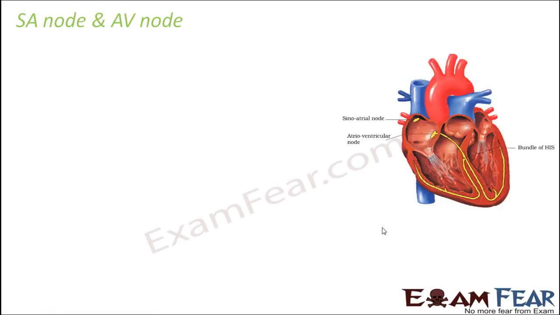In order to know that, we will first have to discuss the SA node, that is the sinoatrial node, and the AV node, or the atrioventricular node, in detail. Hereafter I will be using the short forms, that is SA node and AV node. So please be aware of that. Okay, so let us first talk about the SA node.